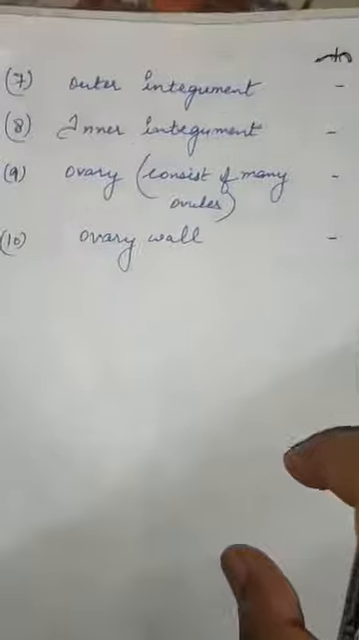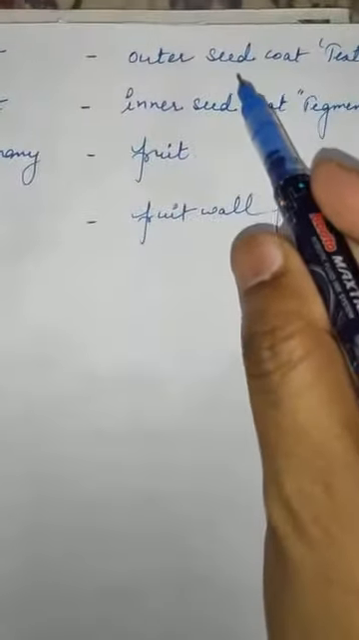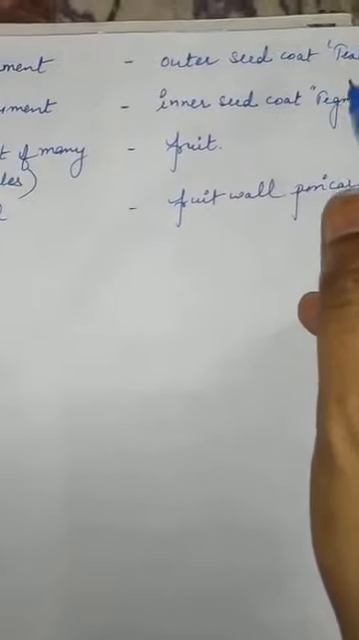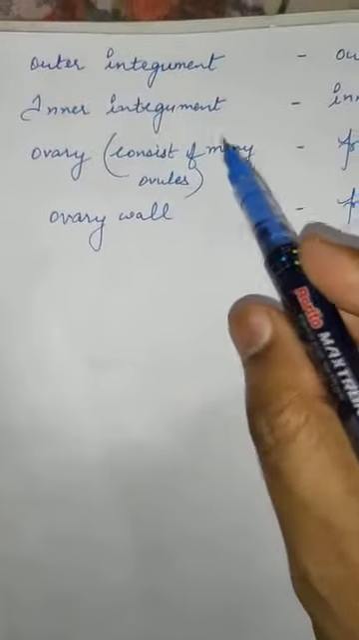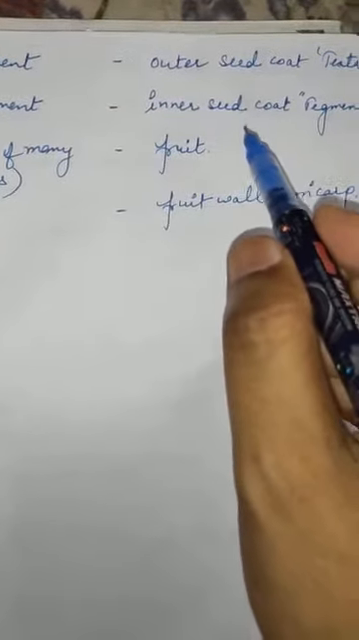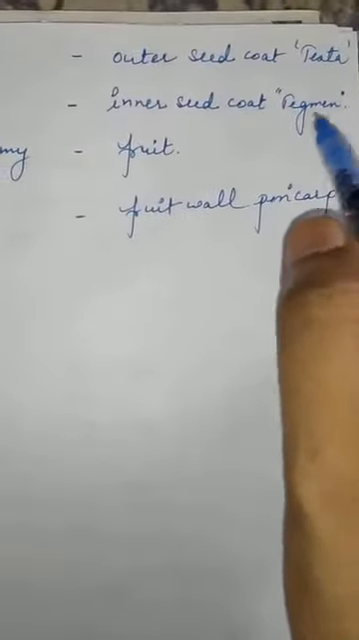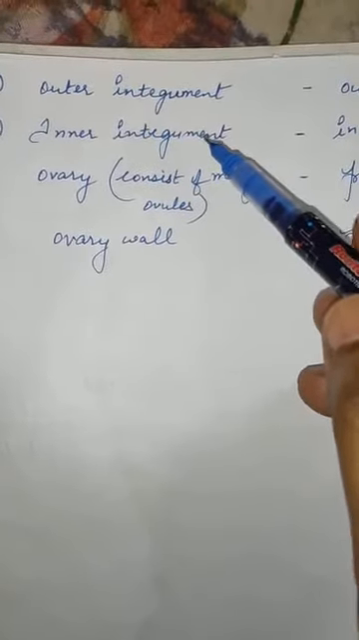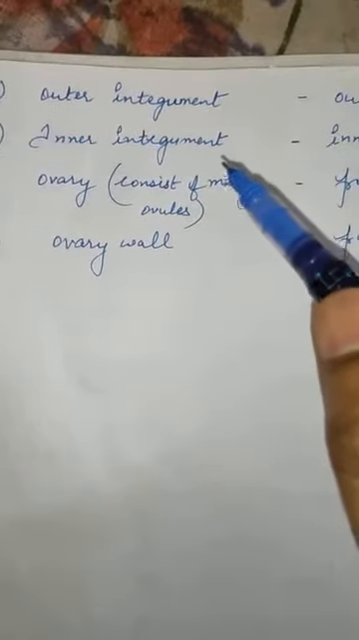Now the next is the outer integument, right? The outer integument will convert into the outer seed coat, that is called the testa. The inner integument will convert into the inner seed coat, that is the tegmen, right? This is the name, tegmen. We have studied this structure, outer integument, inner integument, ovule का जो structure पढ़ाया था, clear?